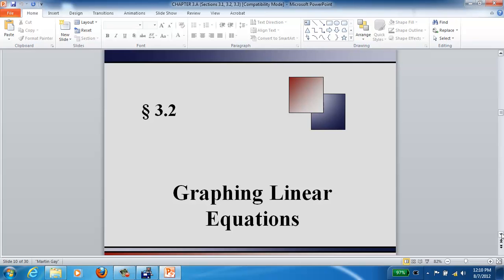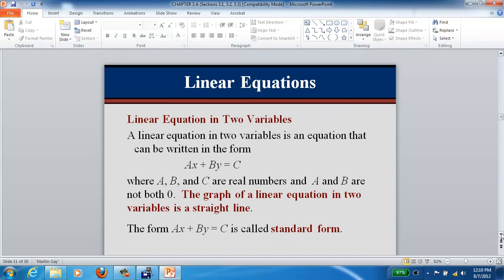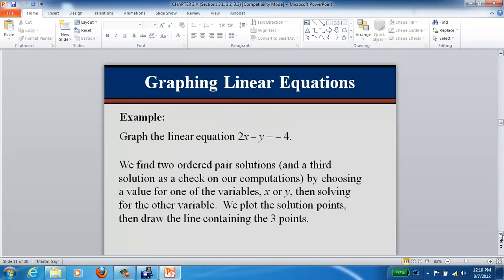Section 3.2, graphing linear equations. The standard form is ax + by = c, where a, b, and c are real numbers. The graph of a linear equation in two variables is a straight line. For example, graphing 2x - y = -4. You first find two ordered pairs which are solutions to the equation, and then you plot the solutions.